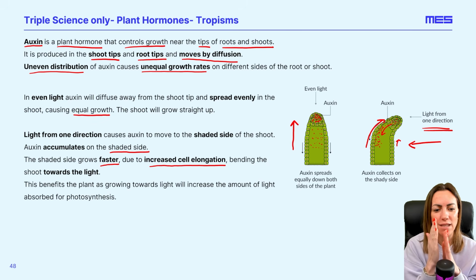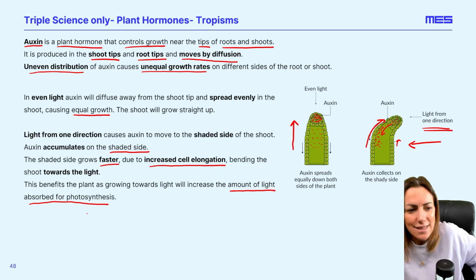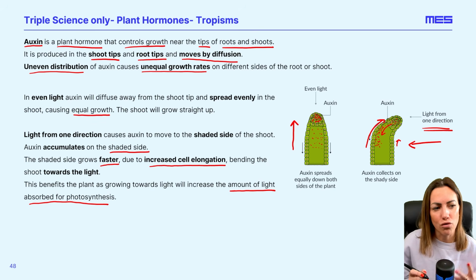So auxin accumulates on the shaded side, or you've got a higher concentration of auxin on the shaded side. So this side grows faster, which bends the shoot towards the light, like that. That is positive phototropism because it's bending and growing towards the stimulus of light. Now, obviously, this is an advantage to a plant that's growing in light from one direction because it will bend towards the light, or grow towards the light, and that will increase the amount of light that it's able to absorb for photosynthesis.